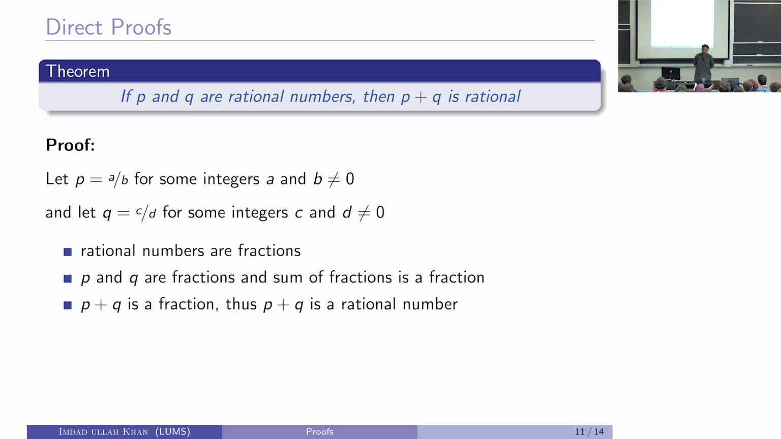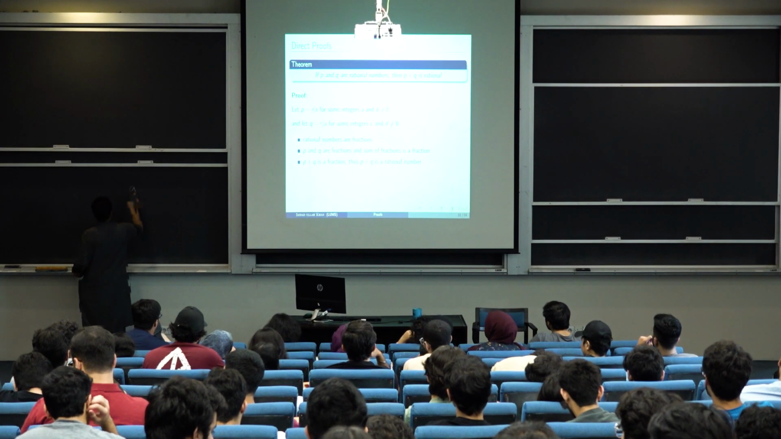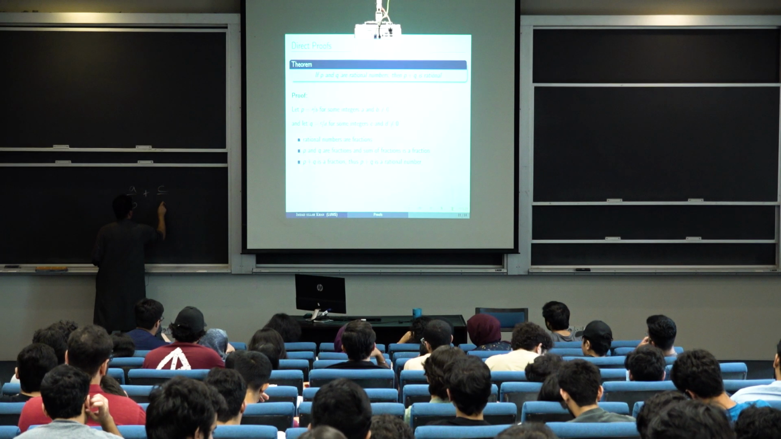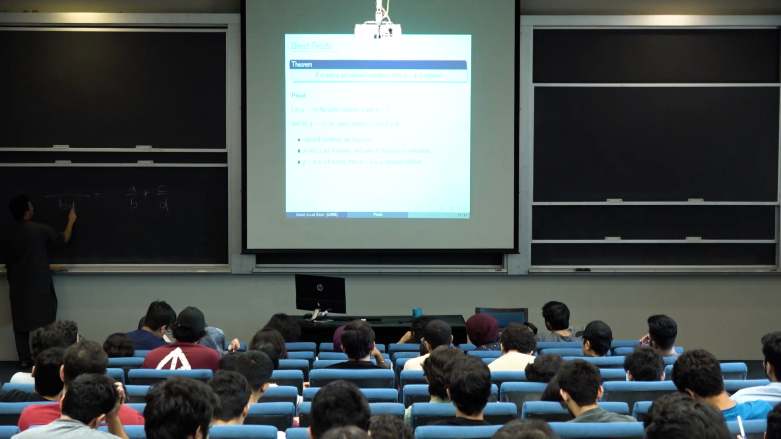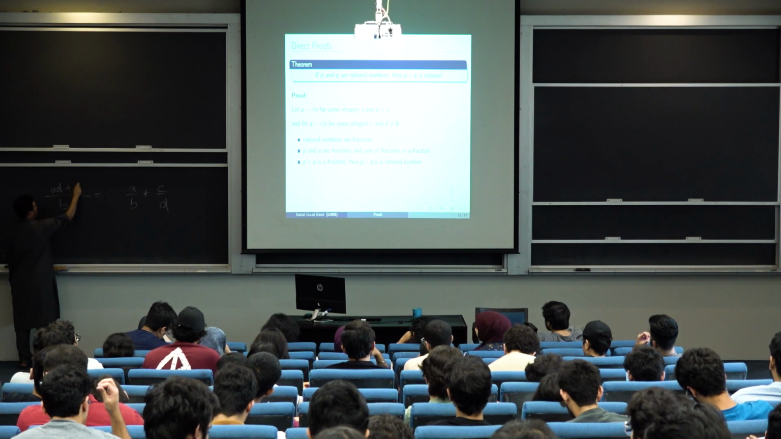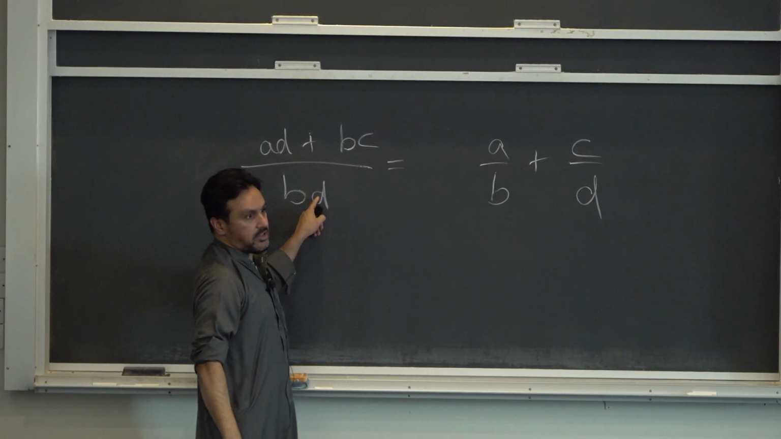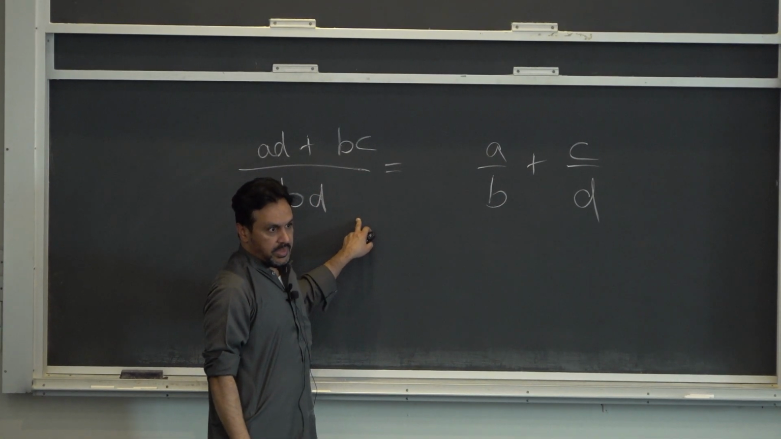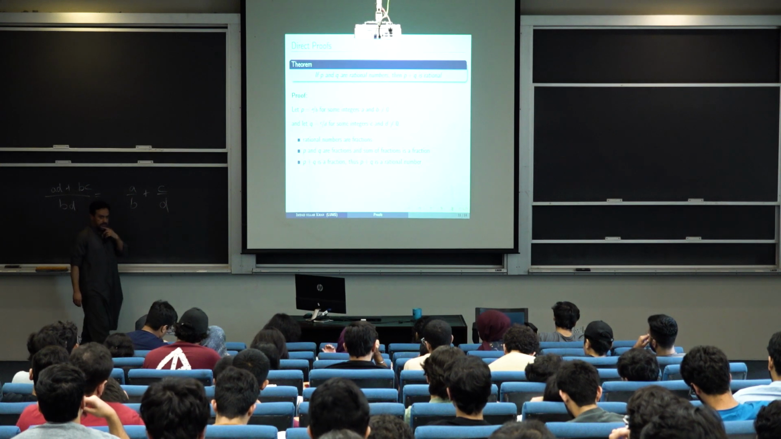So is the sum of fractions a fraction? Yeah, that's a true statement. The sum of fractions is always a fraction. That's true. So just do what a fraction a over b plus c over d is always equal to this. This is an integer. This is an integer. If b is not 0 and d is not 0, then b times d cannot be 0. So the sum of two fractions is always a fraction.